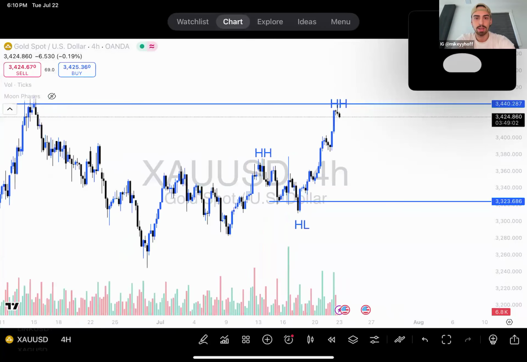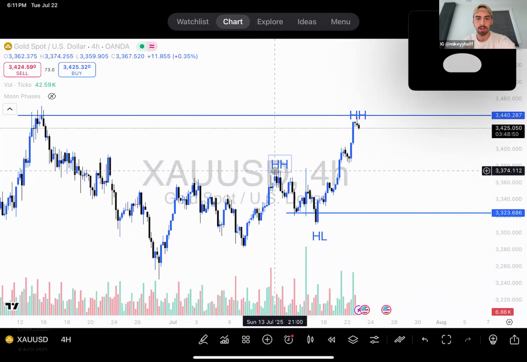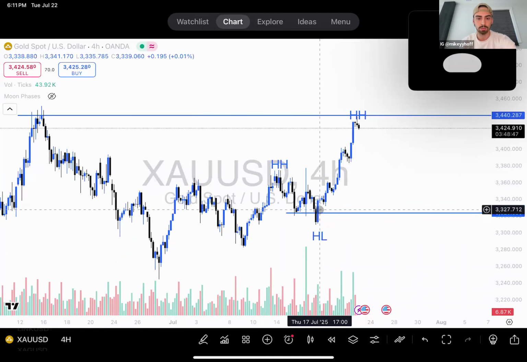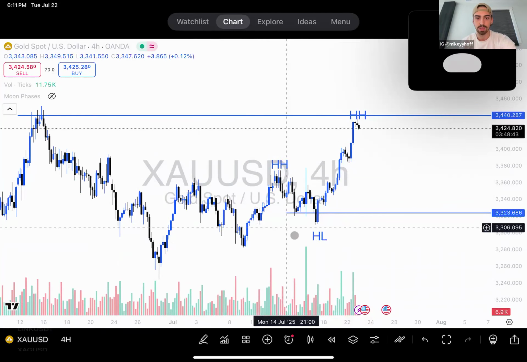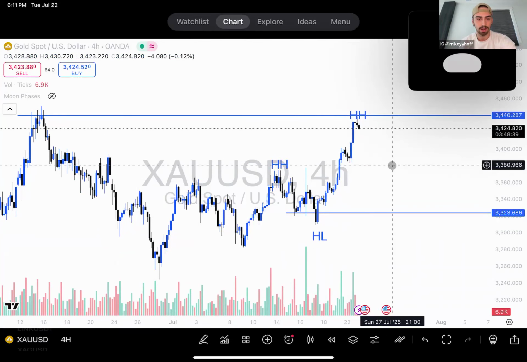We can clearly see right here we had a high previously, and then we actually ended up breaking that, making a new higher high. We moved lower, we created a higher low because this low is higher than this low, and then the market ended up moving higher again to create a new higher high.